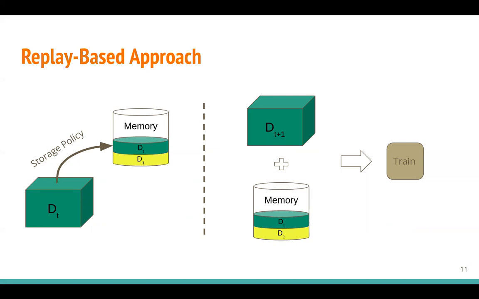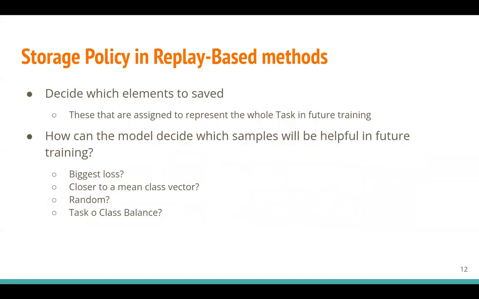However, this storage policy is very important because it decides which elements are going to be saved in our memory so they can be repeated. So this idea of which information we need to save in this memory is very relevant to the replay-based method. Because we need elements that are going to represent the whole distribution of the task inside this buffer.